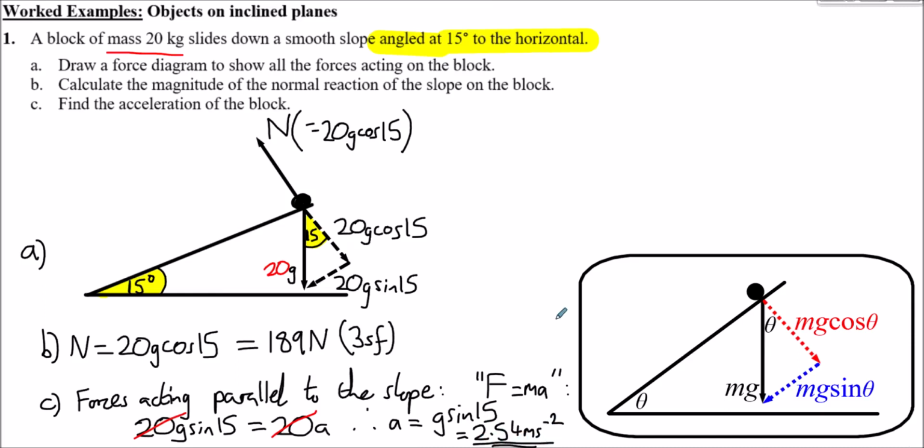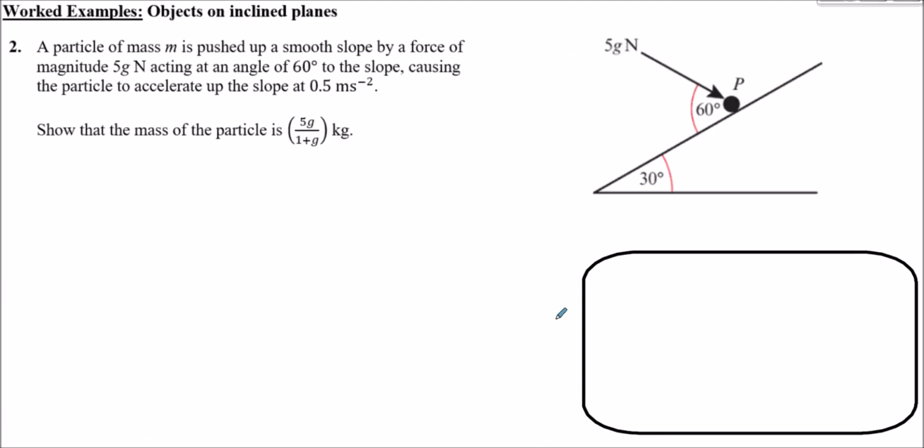Let's check out another example. This time we've got a particle of mass m pushed up a smooth slope by a force of magnitude 5g newtons acting at an angle of 60 degrees to the slope, causing the particle to accelerate up the slope at 0.5 meters per second squared. Show that the mass of this particle is 5g over 1 plus g kilograms.